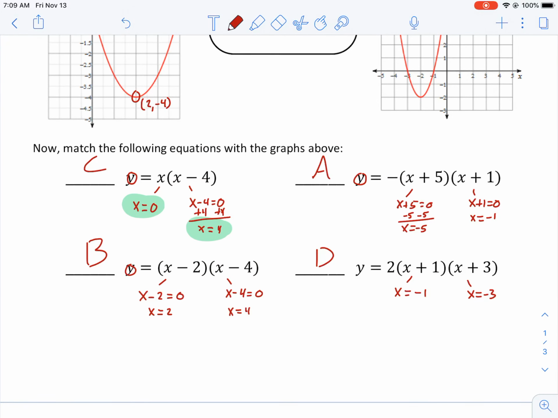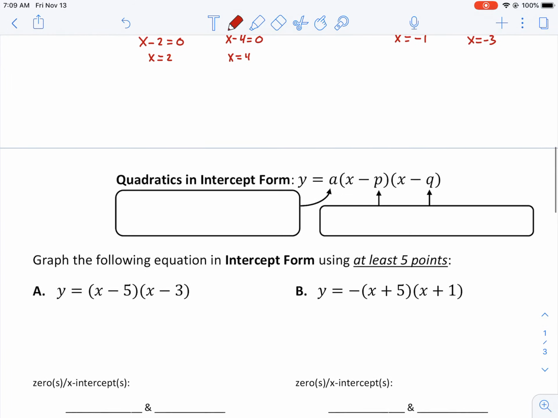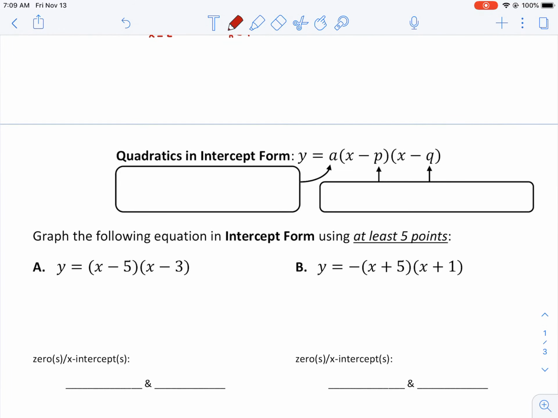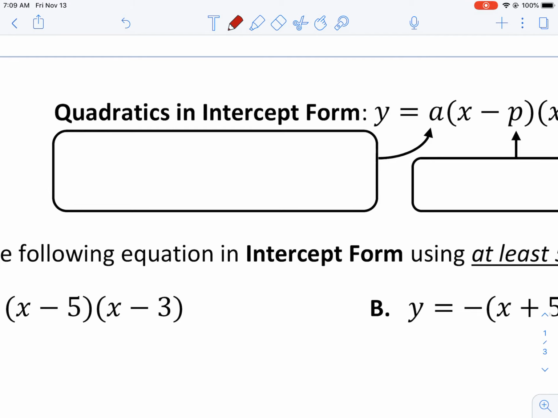Okay. So this is how you can maybe see how we're going to graph this in intercept form. So the a value out in front, remember, what do a values do? It's the same thing that a values have been doing this whole course and will continue to do this whole course.